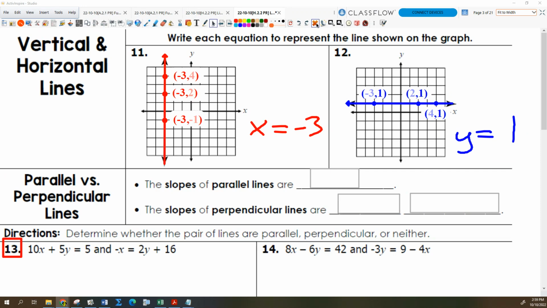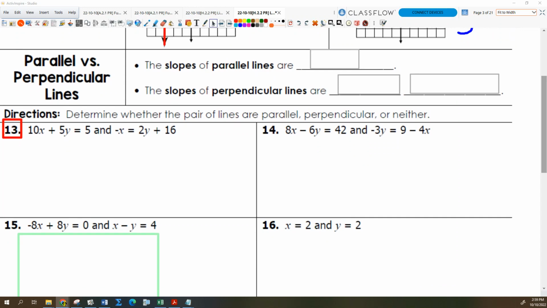Okay, so some other review of slopes. See if you can remember this from previous years. If lines are parallel, their slopes are the same or equal. Good. Okay, how about this one? This is the one that's a little trickier. The slopes of perpendicular lines are opposite reciprocals. That's it, opposite reciprocals. So you have to flip the fraction and change the sign.